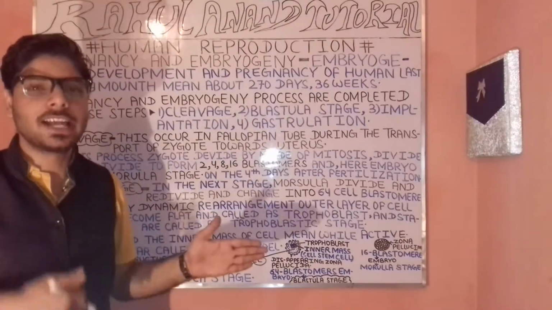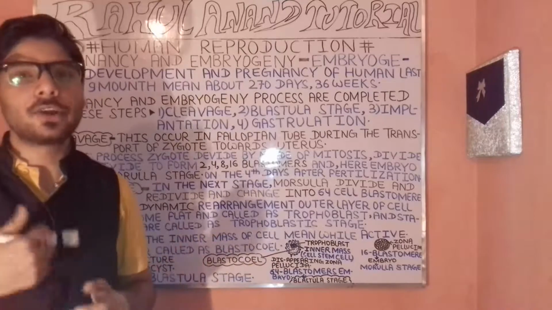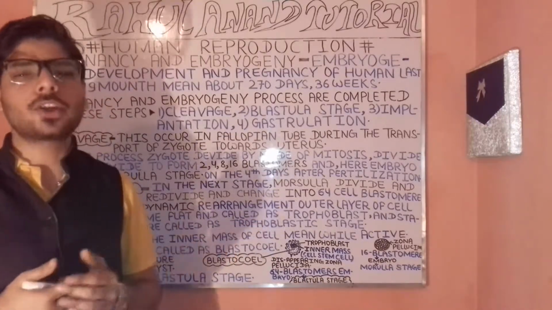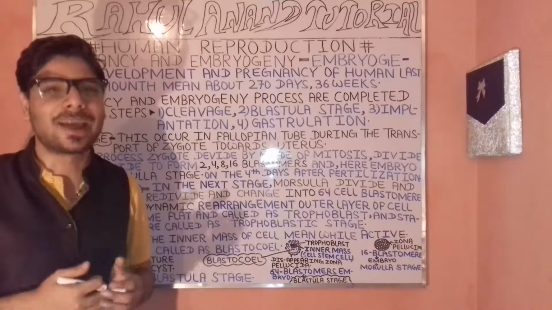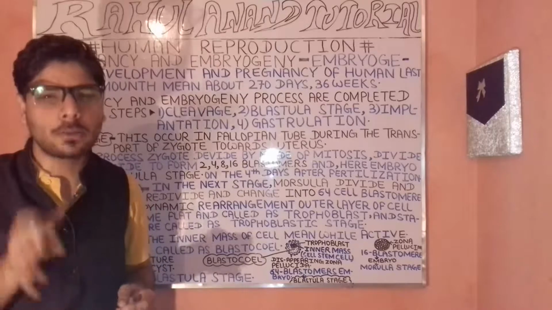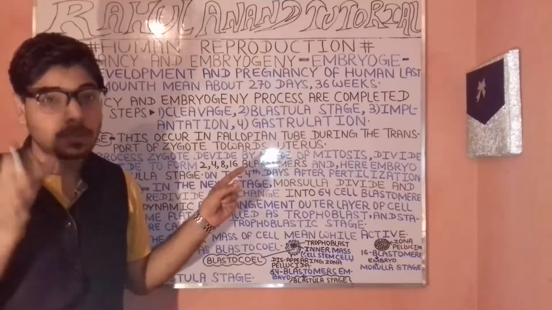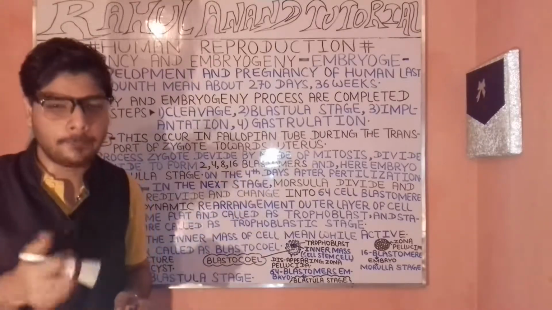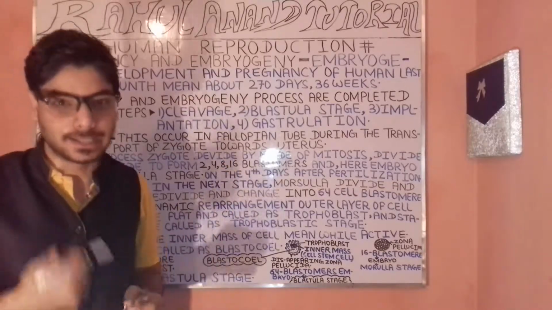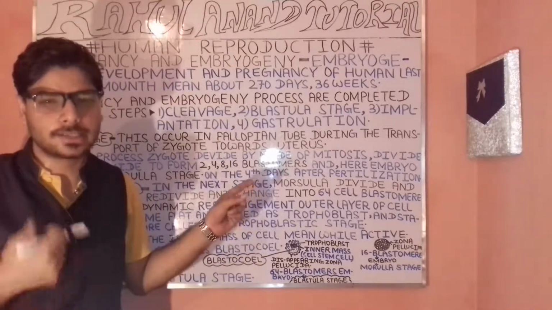Here we are going to study the pregnancy as well as the embryonic stage. When we are talking about this, you have to understand certain facts. Pregnancy and the embryonic stage in humans last for about how long? It lasts for about 9 months, or 270 days, meaning 36 weeks.